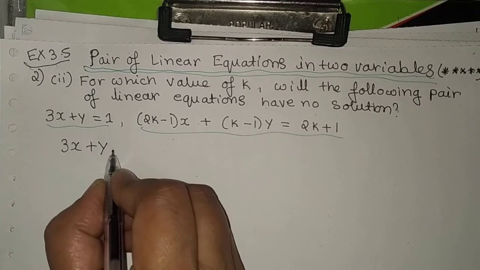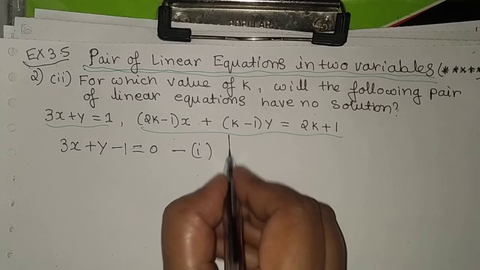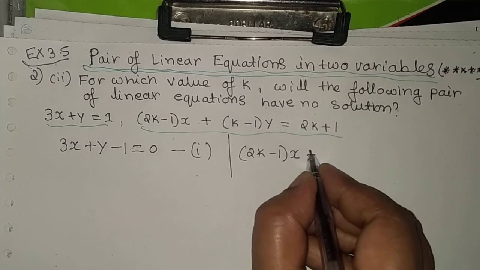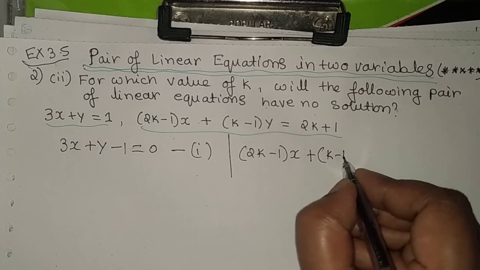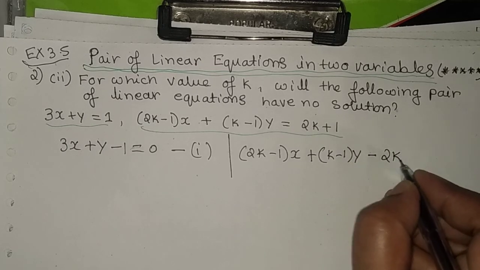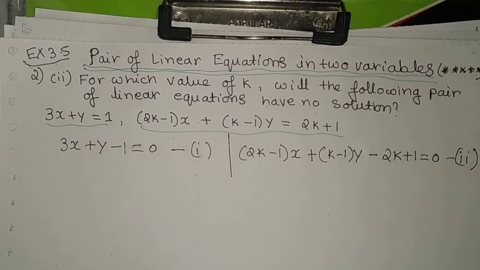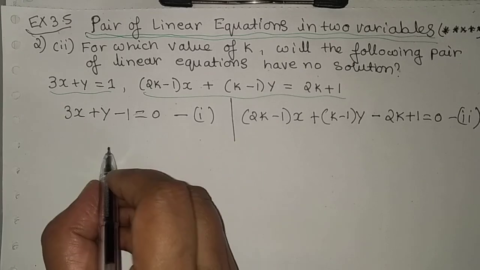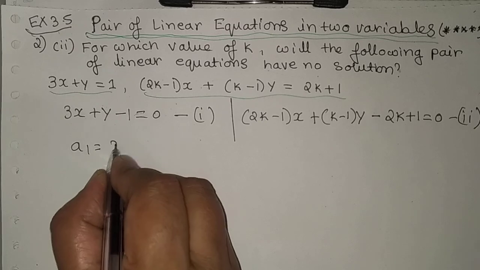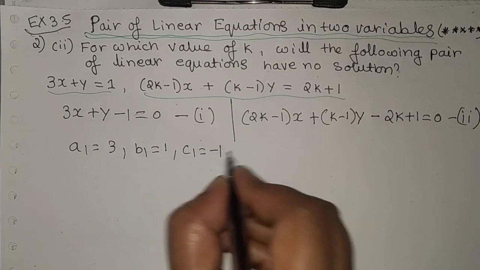3x plus y minus 1, bring it inside, it will become 0. This is equation 1. Next is (2k minus 1) into x plus (k minus 1) into y minus 2k plus 1 is equal to 0, which is the second equation. Now we have to take the a and b values from here. Therefore A1 is equal to 3, B1 is equal to 1, then C1 is equal to minus 1.